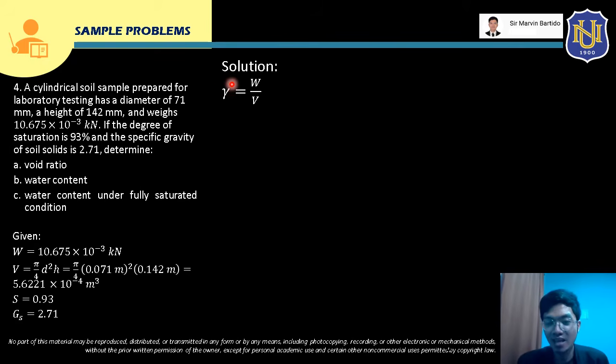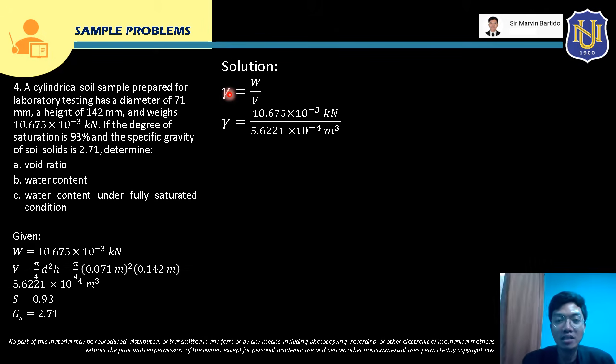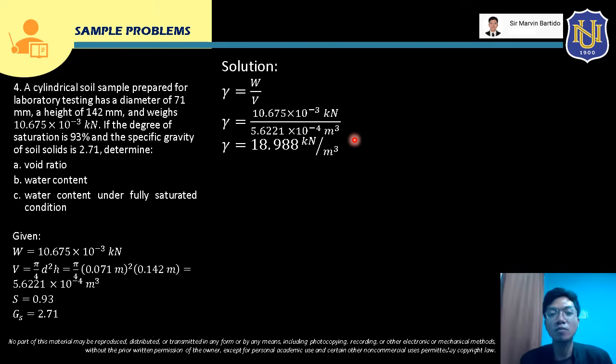Class, let's try using gamma. Gamma is weight over volume. We have a given weight and a given volume, so we can solve gamma. This, class, is the moist unit weight, or unit weight. So, we just substitute the weight, which is this, and the volume, which is this. What comes out here is 18.988 kilonewton per meter cube.